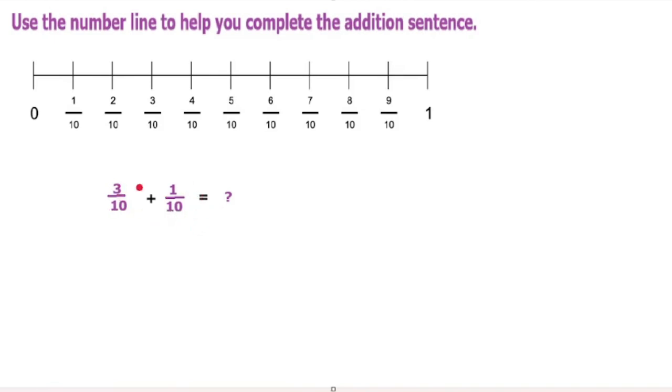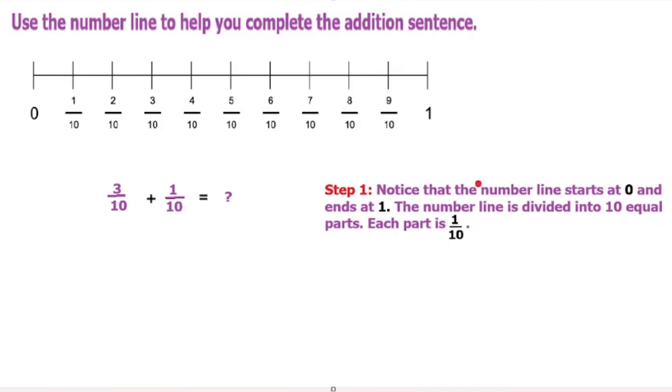We could add this easily because the denominators are the same. Okay? The numerators are not the same. So the first step is to notice that the number line starts at 0 and ends at 1, which is what we've noticed already, and that the number line is divided into 10 equal parts. Each part is 1/10. Each little step here is 1 over 10, 1 over 10, 1 over 10.